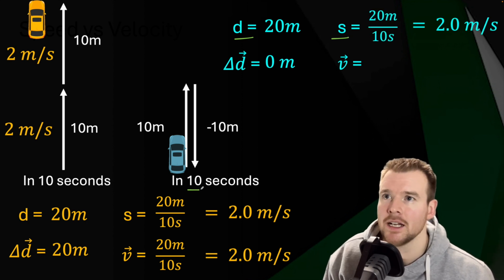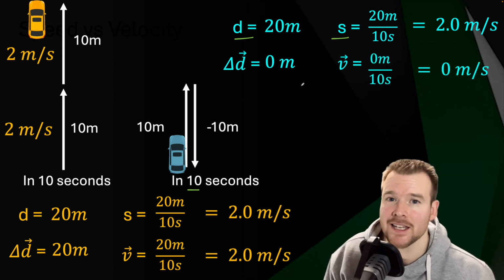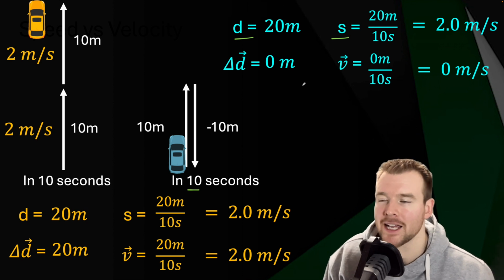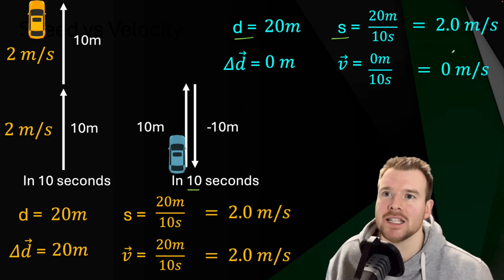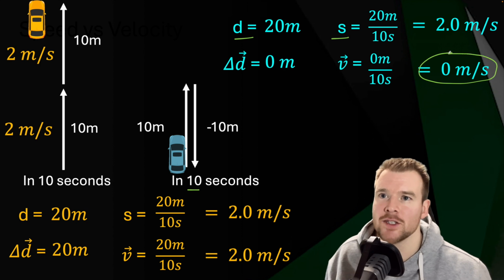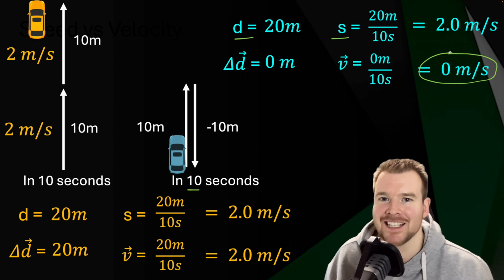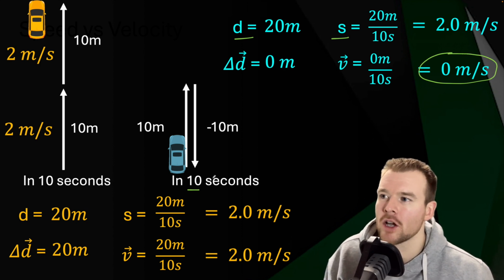Our speed being 2 meters per second, but our velocity giving the weird answer of 0 meters over 10 seconds is 0 meters per second. Kind of the reason why I made this video is how this confuses students. How the heck are we getting 0 when we know that the car is moving? What does the 0 mean?